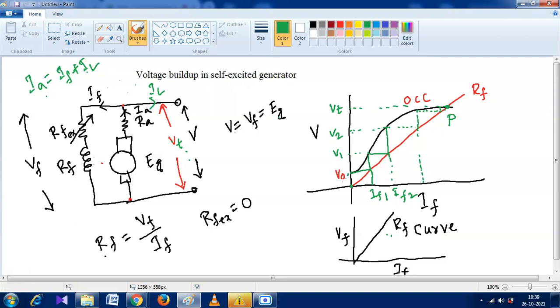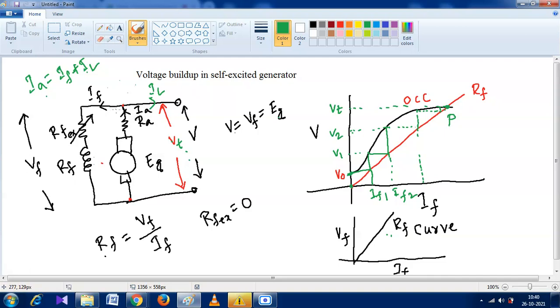Yes, sir. And due to this V0, what is the value of the terminal voltage now? At the point of V0, what is the value of terminal voltage? At the time of V0, the terminal voltage should be V0, because the voltage generated at that time is V0.